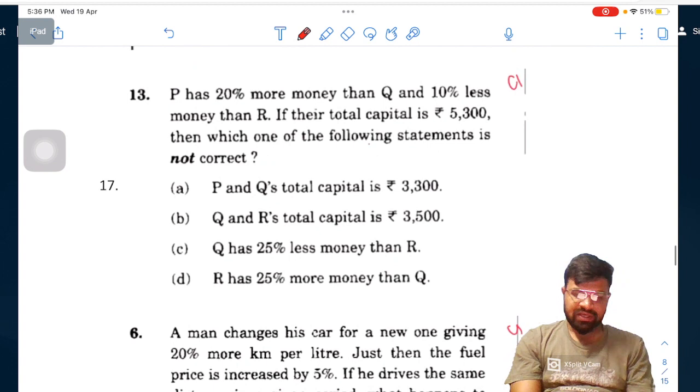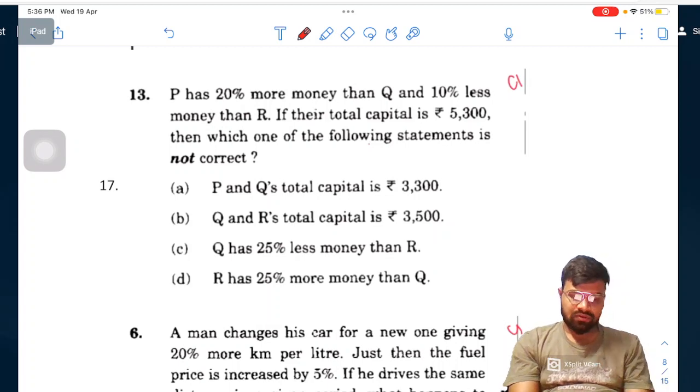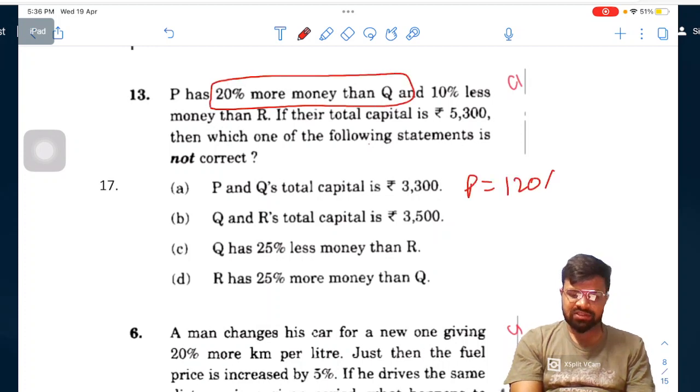P has 20% more money than Q and 10% less money than R. If their total capital is 5300, then which of the following is not correct? Okay, see, P has 20% more money than Q. So that means P is equal to 120% of Q. It can be represented as 6 by 5 of Q. So P is equal to 6 by 5 Q.